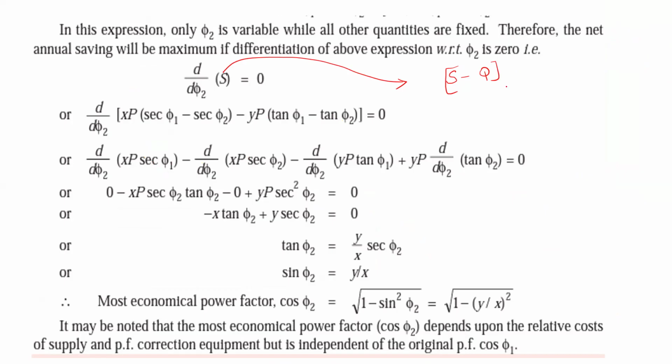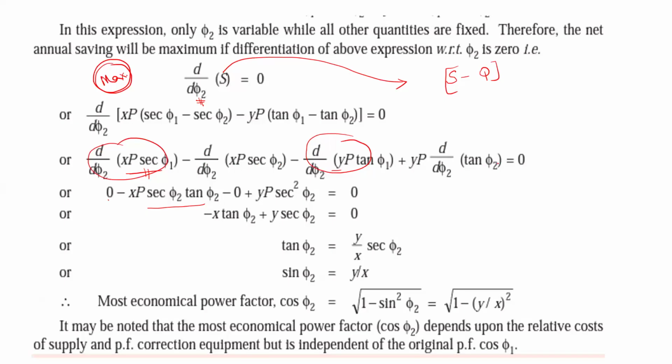In order to have the maximum or economical value, differentiate this with respect to the changing quantity phi 2 and equate it to 0. Differentiating X P secant phi 1 gives 0, since there is no phi 2. Then the term with P secant phi 2 and the term with tan phi 2 are differentiated. Is there anything else? No, it also becomes 0. The first term and the third term become 0.